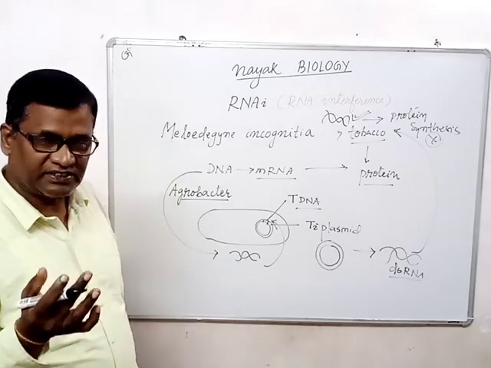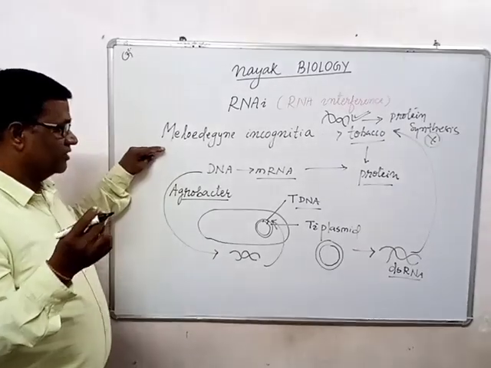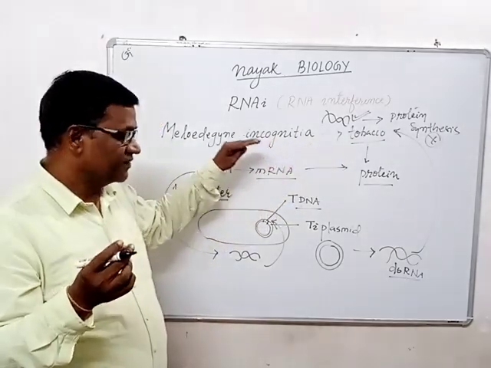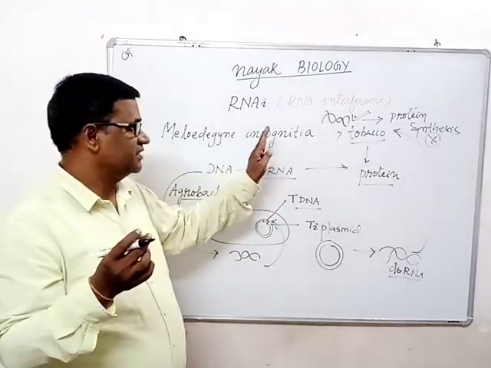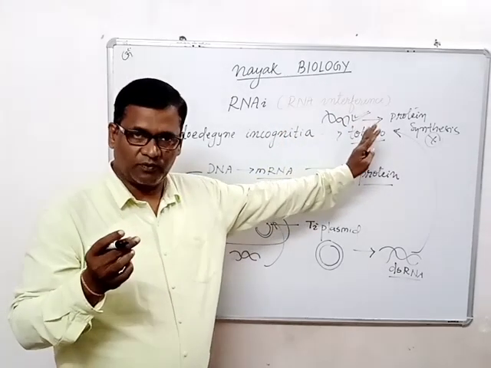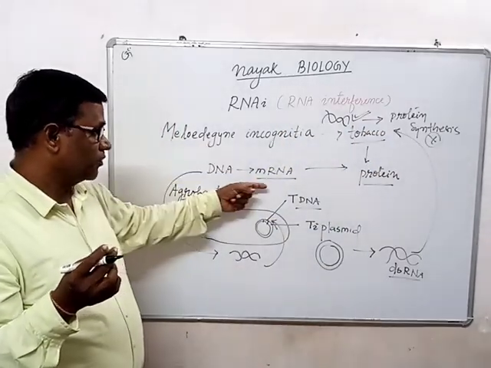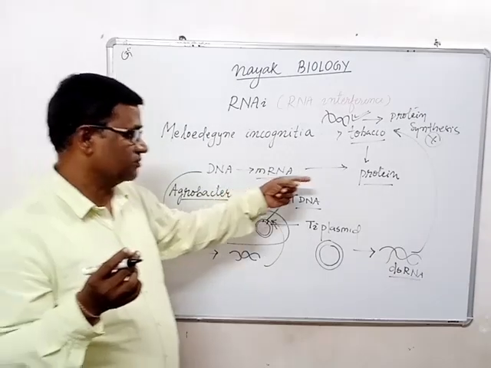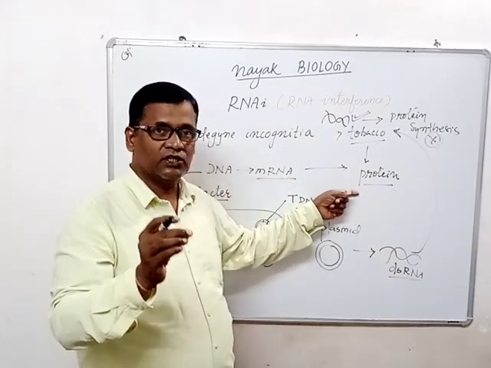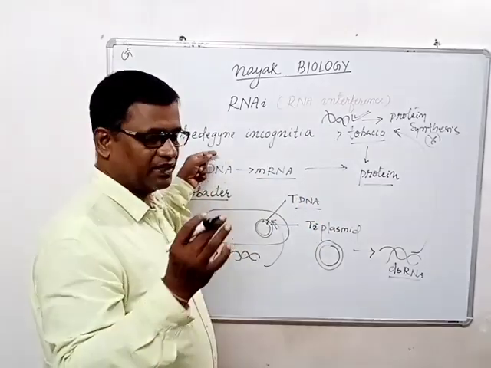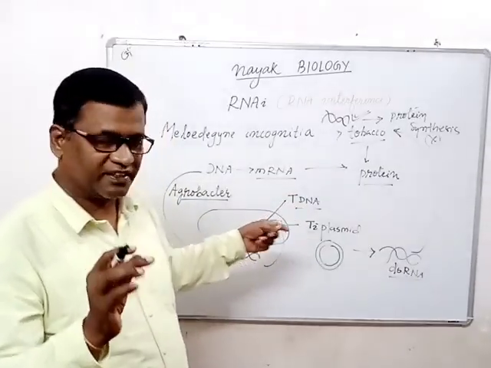Let me make it very clear once again. Meloidogyne incognita is a nematode which infects the tobacco plant. Infection means what? It means that the DNA forms the mRNA, which forms a protein which is toxic. But if we are able to form the double-stranded RNA, it will stop the protein synthesis. That means any microorganism or nematode is unable to infect the plant.